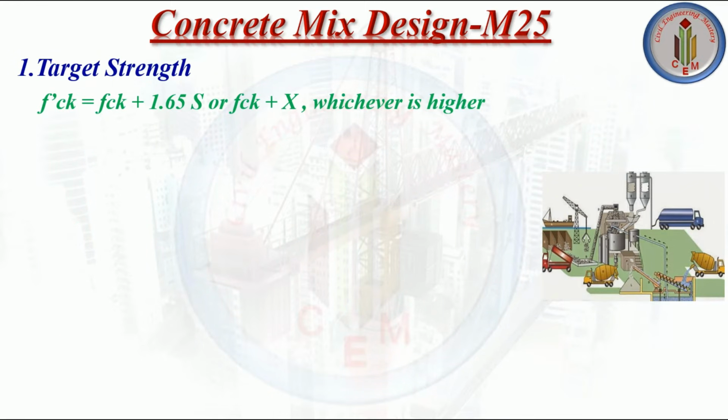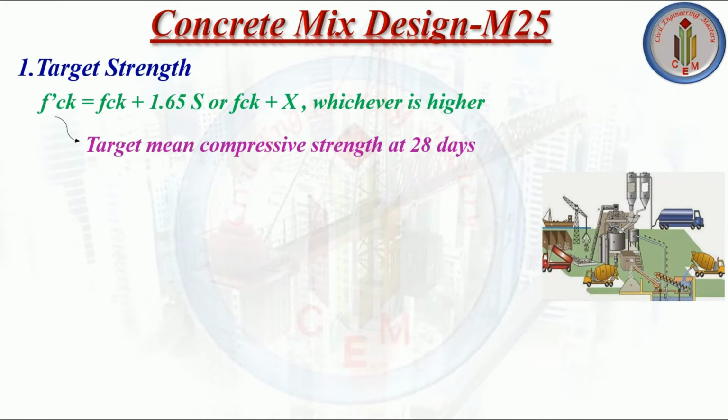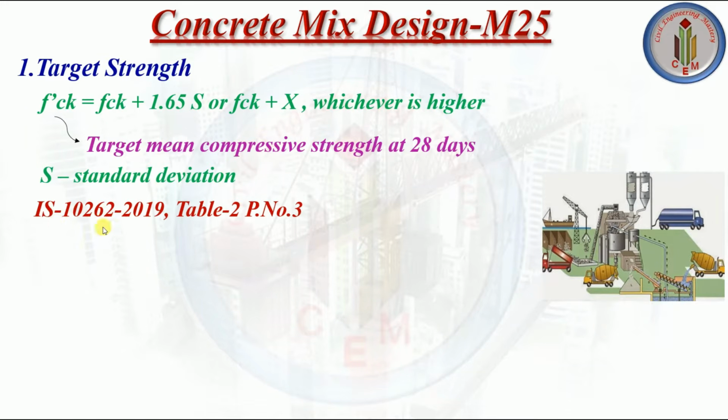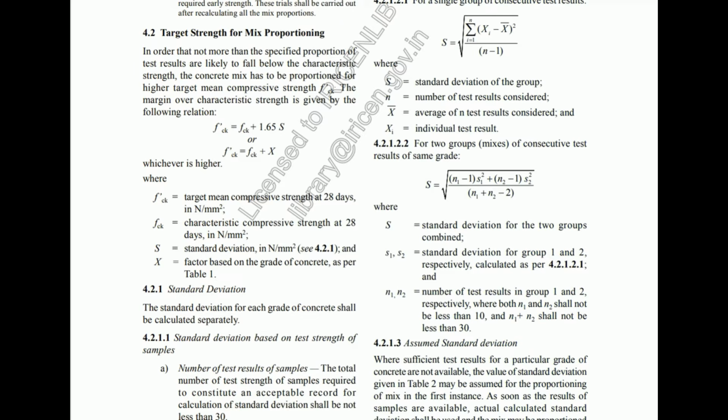F-ck' is the target strength. To calculate that, we have two formulas: f-ck plus 1.65S, or f-ck plus X. Among these two, whichever is higher, that value we need to consider as the target mean compressive strength at 28 days. Here S is the standard deviation as per IS-10262-2019 table 2. This is in IS-10262-2019 clause 4.2, which is meant for target strength for mix proportioning.